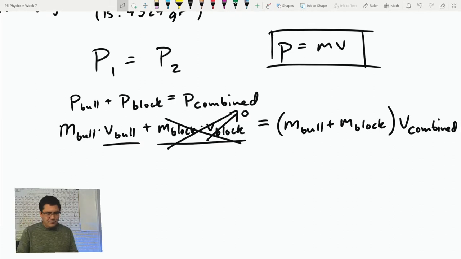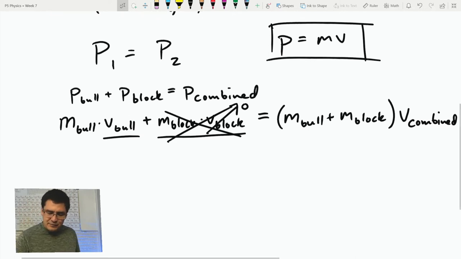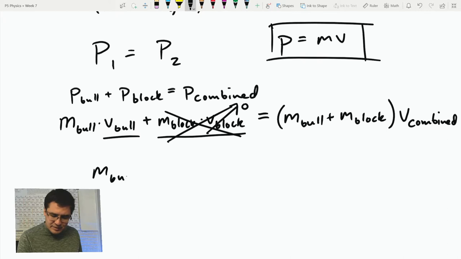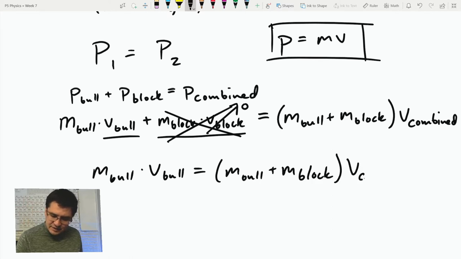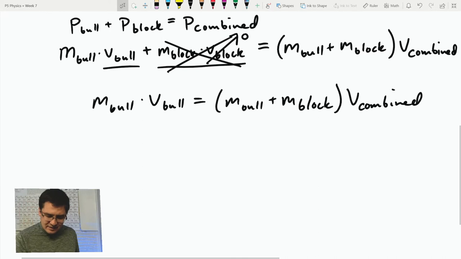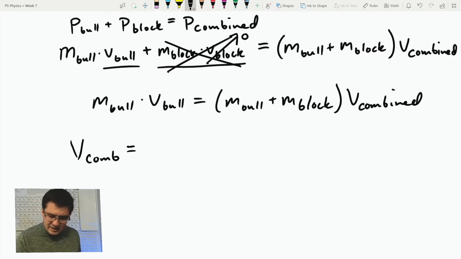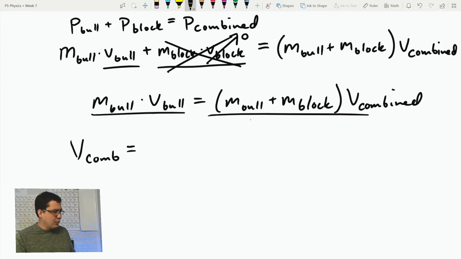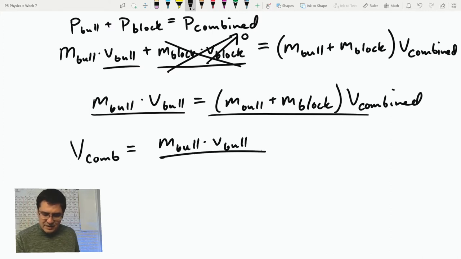And then I can solve for the velocity of the combined objects, the bullet when it hits the block of wood. So let's just simplify this. M bull times V bull equals M bull plus M block times V combined. And solving for the combined velocity, V combined, I just would divide both sides by this stuff, right? The mass of the bullet, or the total mass. So it would end up looking something like this. Mass of the bullet times velocity of the bullet divided by mass of the bullet plus the mass of the block.